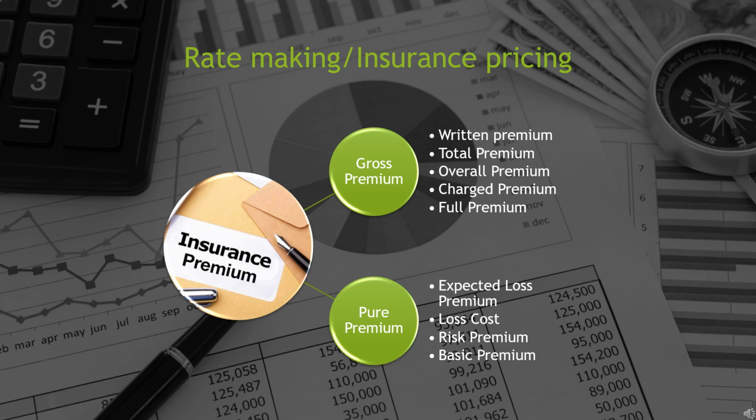Usually premium is divided into two parts. First is pure premium, also known as expected loss premium, loss cost, risk premium, basic premium, and second is gross premium, also known as fair premium, written premium, total or full premium, overall premium, charged premium. Pure premium refers to the actual premium paid by the insured that accounts for the possible losses faced by the insurer. Gross premium is equal to pure premium plus loading per exposure unit, which refers to the amount of the premium necessary to cover other administrative expenses, particularly sales expenses, to allow for a profit.